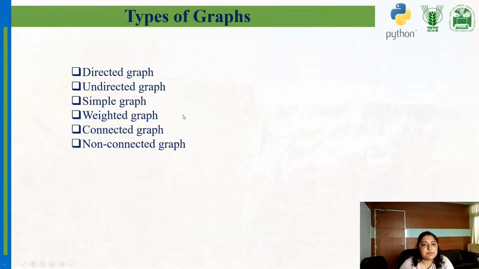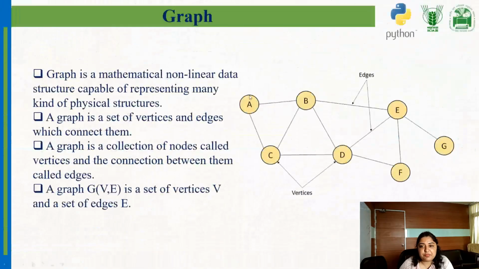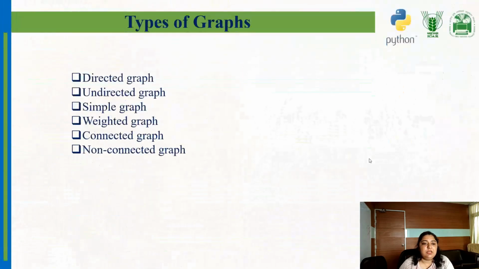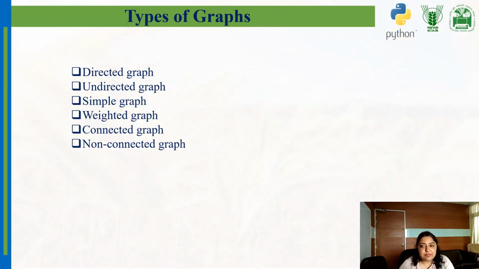Then these are the types of graph. Directed graph: in a directed graph, direction will be mentioned. For example, from A to B, we are traversing the graph like this. We are mentioning the direction. Then in an undirected graph, direction is not present. We are following any path from any node to any node if there is any edge present between the nodes.